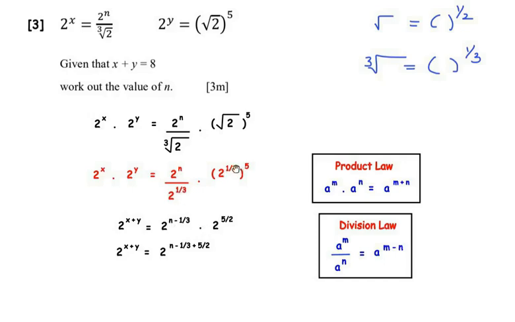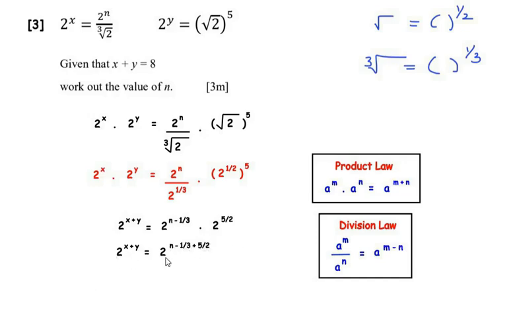Now 2 raised to, now these two powers will get multiplied, so we get 5 times 1 over 2 as 5 over 2. Now once we have got this, on the right hand side we have again applied the product law. Since we can see the bases are same, we are going to add the powers, giving us 2 raised to n minus 1 over 3 plus 5 over 2.